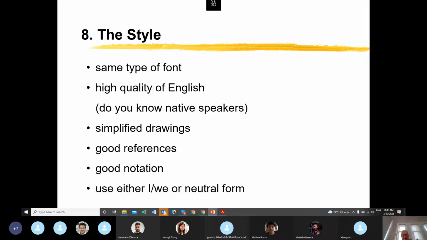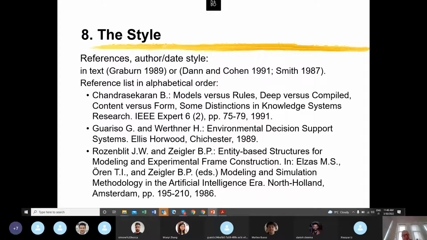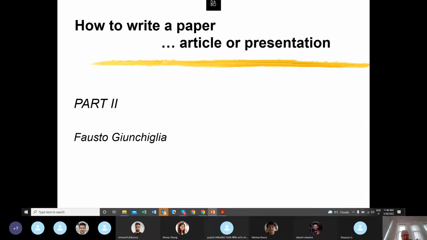So this is pretty much it for what I wanted to say concerning this part. Now let me just go and take an example, just to give you an example.